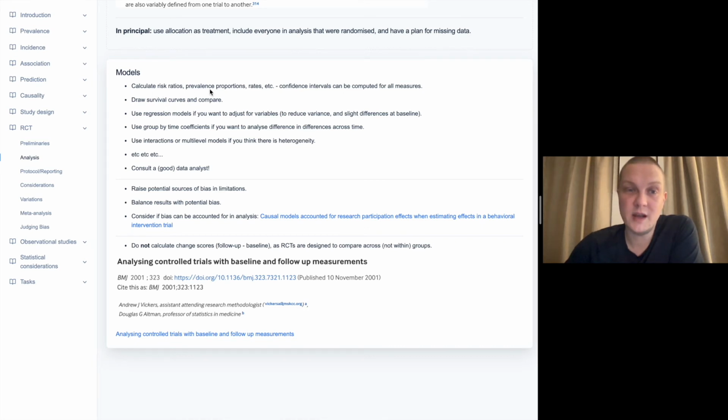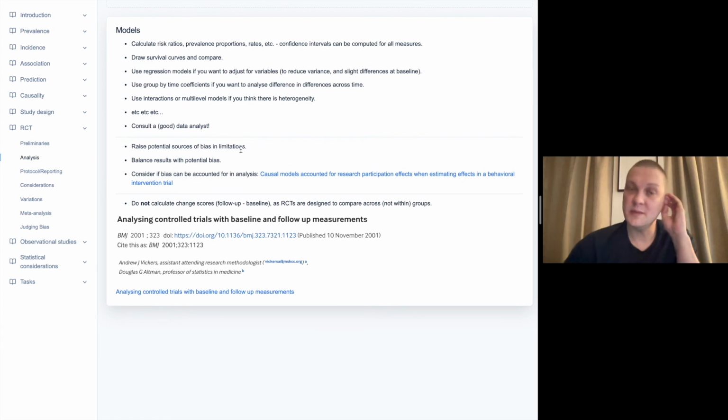All of these are readily available and unconfounded because you randomized. You can draw survival curves and compare. You can use regression models if you want to adjust for variables to reduce variance, or if there are slight differences at baseline, you could use adjustments for that. You could use group by time coefficients if you want to analyze differences across time. You can use interactions or multi-level models if you think there's heterogeneity, etc. There are lots of different models to pick from. You should pre-specify how you're going to analyze your data, and you should consult hopefully a good data analyst. This is a job in itself, so make sure you consult somebody that's used to doing this type of modeling that you want to do and can help you with it.